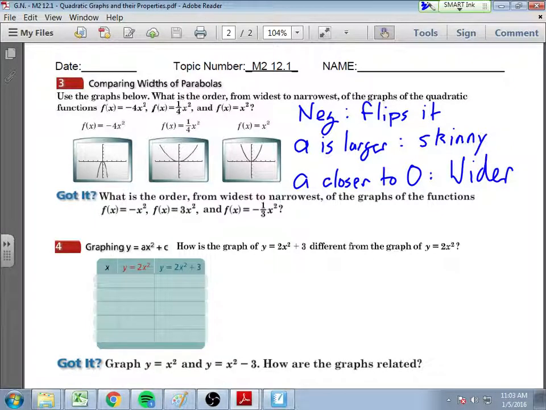Second one. Here? So as A is larger, we get skinnier, looking at the pictures. Oh, you were looking at the first one. Yeah, if we move on down to the "got it," where we don't have the pictures, it's pretty easy when we see the pictures. But when we don't have the pictures, what's my widest there? The third one. So we start with f of x equaling 1/3 x squared.